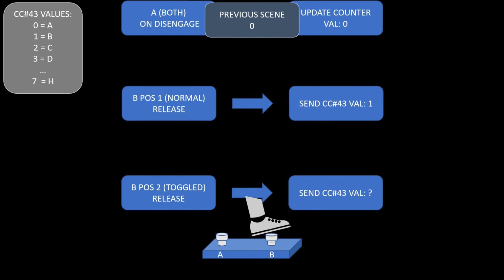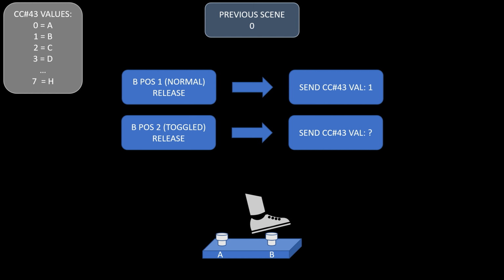If I stomp B again, when I release it this time, I'm going to use my position 2 toggle, which is going to send another CC43 value. It's sending another scene change, but where do we get the value from? And this is where we refer to that scroll counter. Again, this will make sense later in the video.